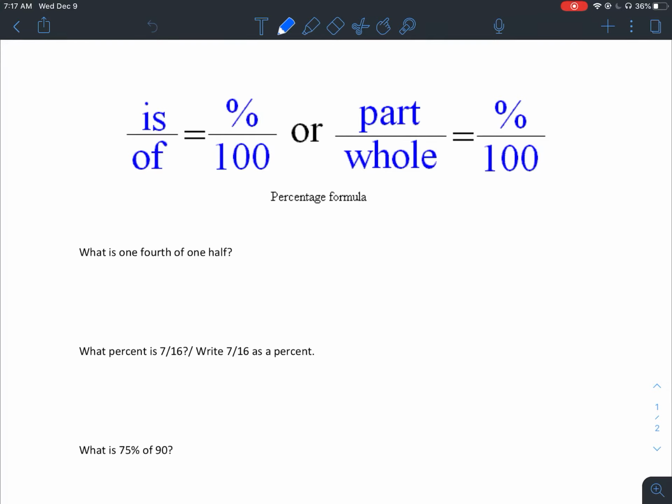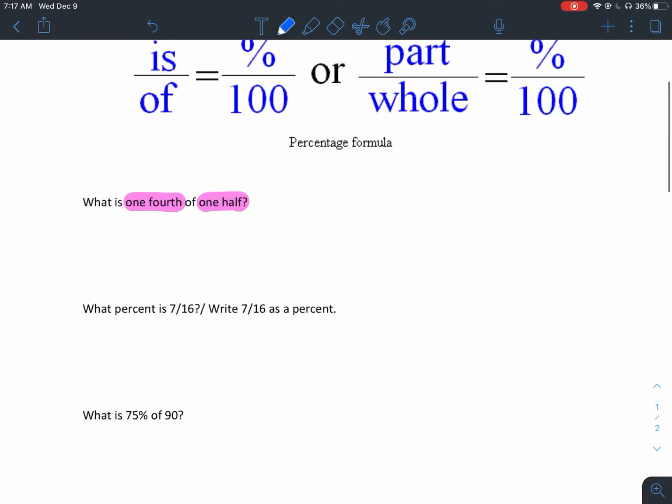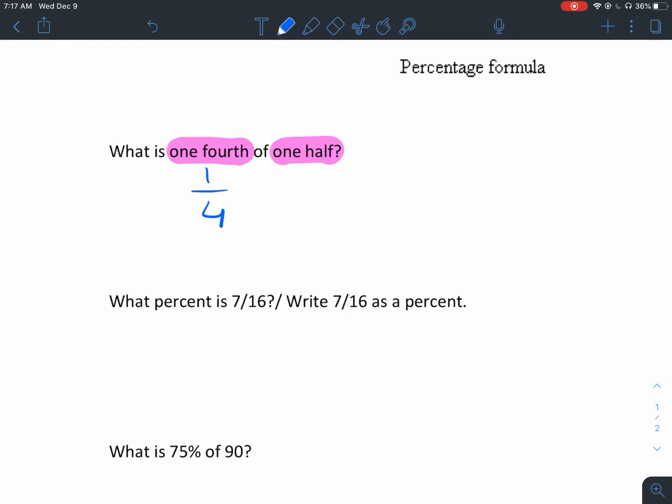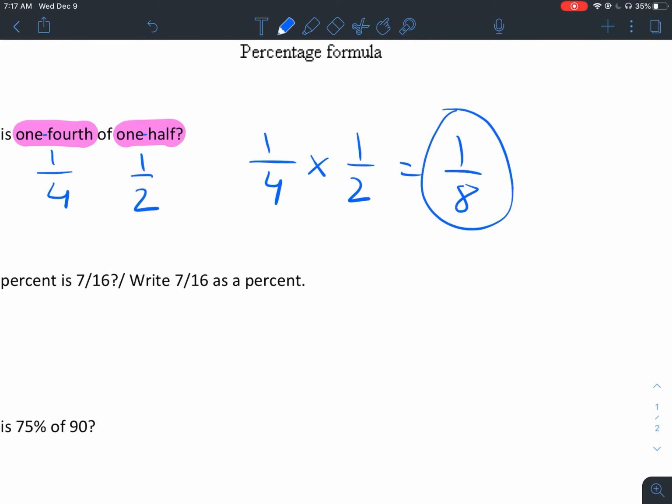The first one is, what is 1/4 of 1/2? One thing I want to point out is, notice how these are both fractions. 1/4 is equal to 1/4, and 1/2 is equal to 1/2. When they ask you something like this, where it's two fractions, all you're going to do is multiply them. You're going to do 1/4 times 1/2, and in this case, your answer would be 1/8.